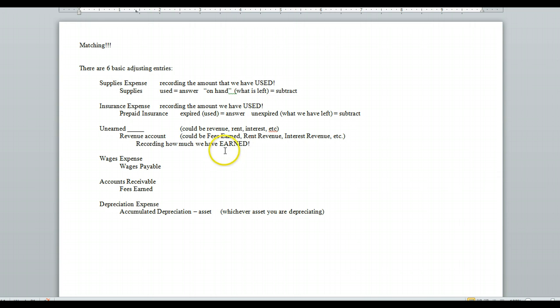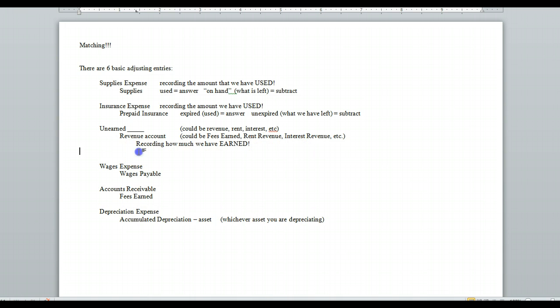So once again, the wording. How will we figure out the wording? Well, they can tell us how much we have earned, and that is the answer. Or they can tell us the amount that is still unearned.